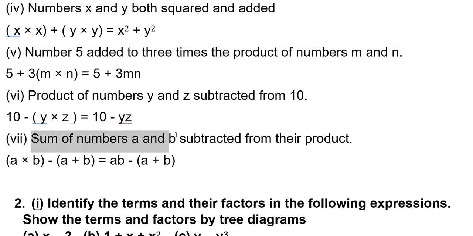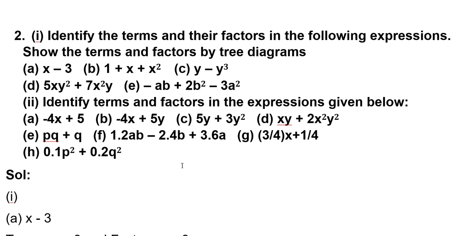Seventh problem, sum of numbers a and b subtracted from their product. Sum of numbers a and b subtracted from their product. So the product of a and b, minus the sum, a plus b. That is, ab is the product, minus is the subtraction, a plus b is the sum. Okay.